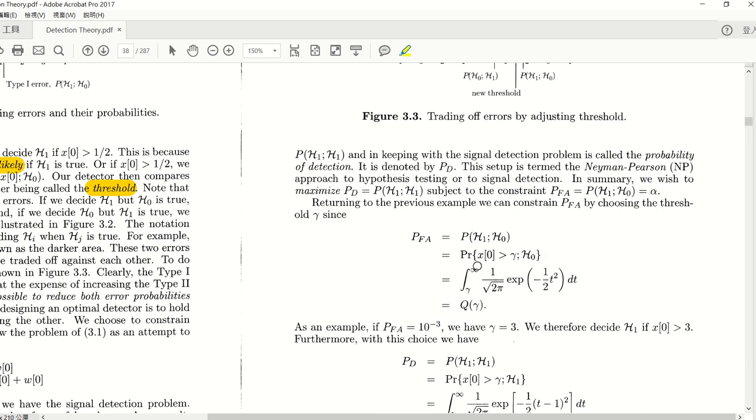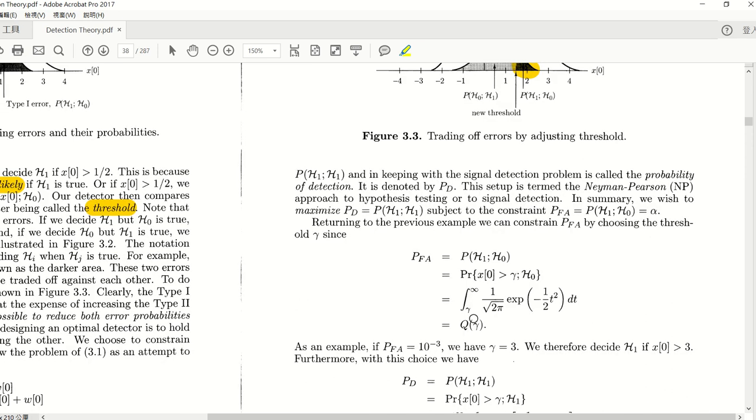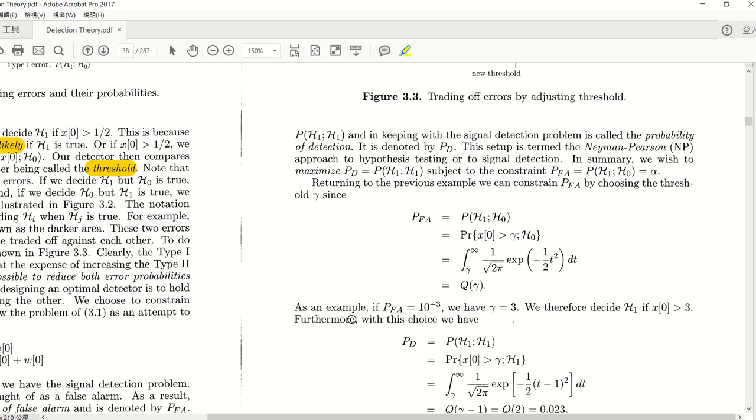And of course, you know this is a Gaussian distribution. You integrate from gamma to infinity of the Gaussian distribution of x. Then at the end, you obtain Q of gamma. Recall what we did in chapter 1 and chapter 2: we defined the Q function as the integration of the Gaussian distribution from gamma to infinity. That has been defined. So as an example, if PFA equals 10 to the minus 3, we have gamma equal to 3.